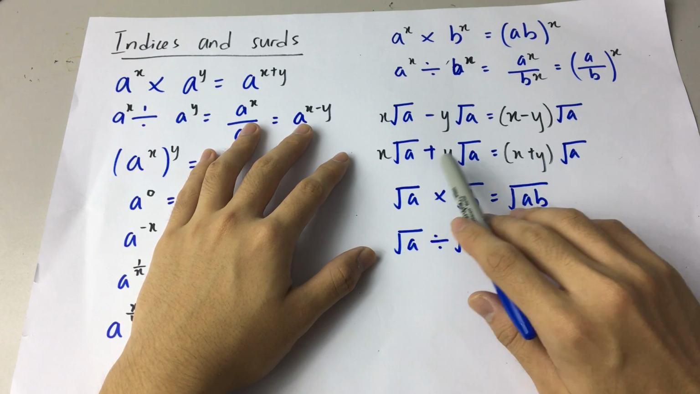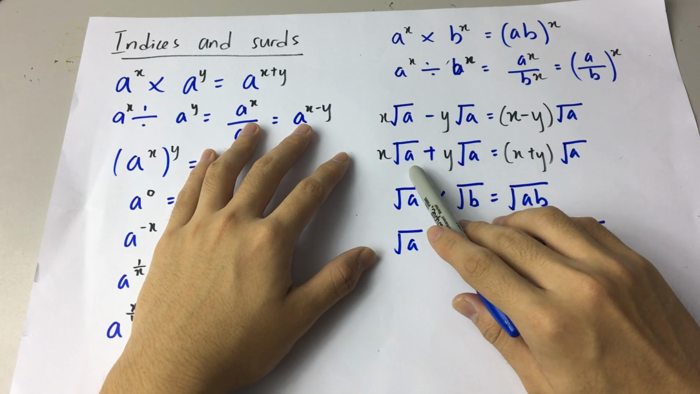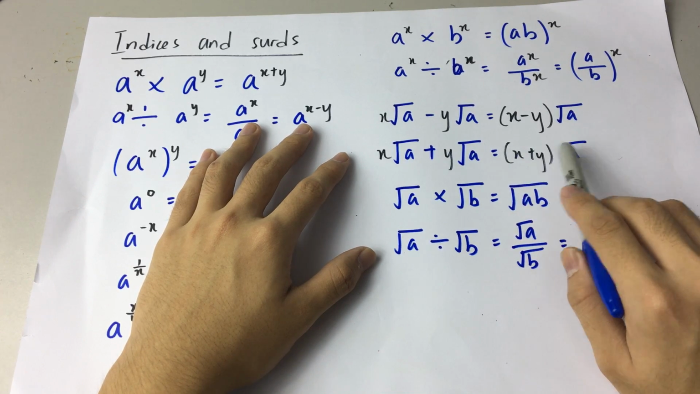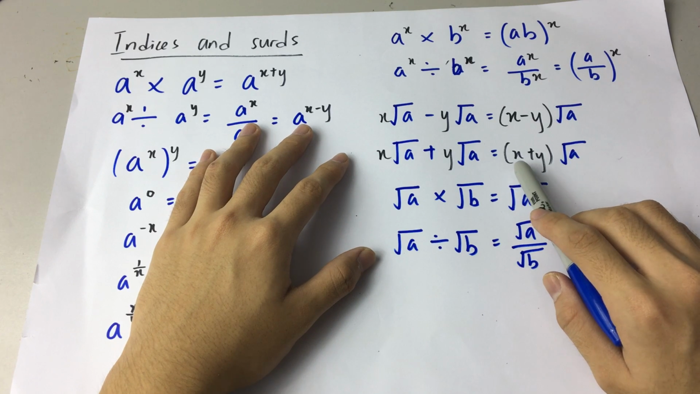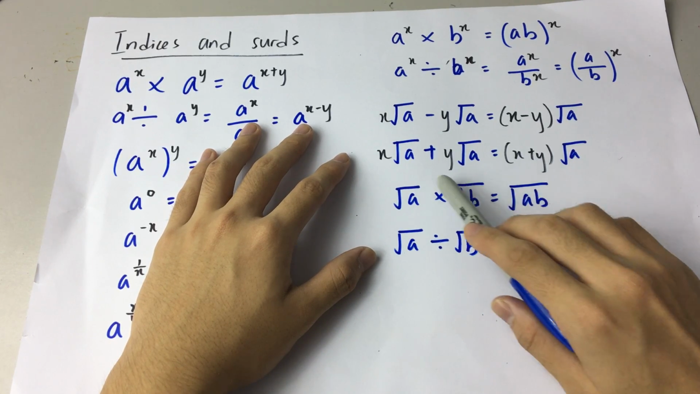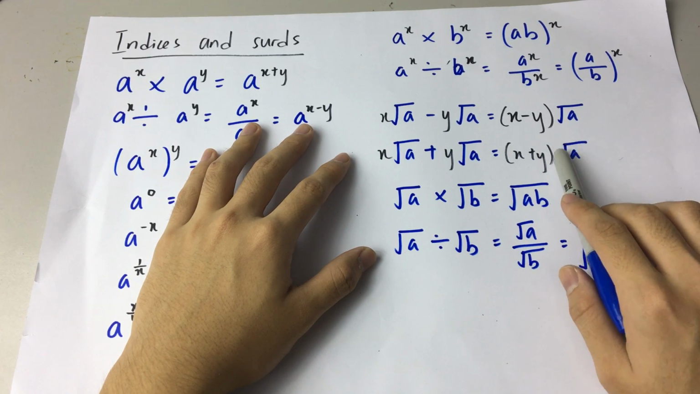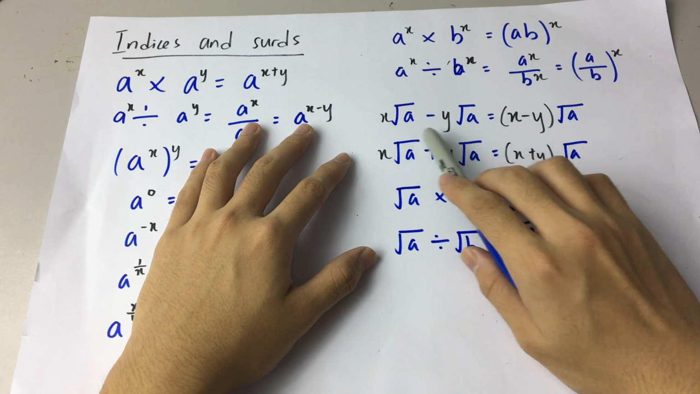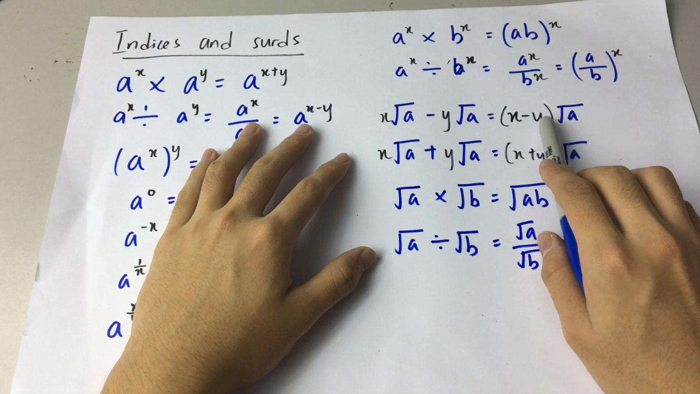Like the unknowns. So you see, we have x root a plus y root a. We can add these two together. I will call this the root a, it's easier for me. So x plus y, you just add the two together, x plus y, then bracket root a. The same goes for the minus, x root a minus y root a, you get x minus y in brackets root a.